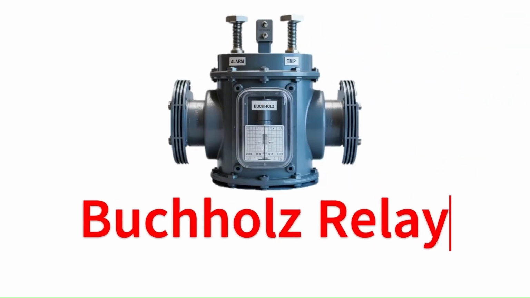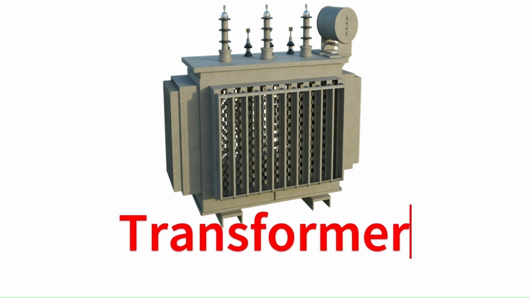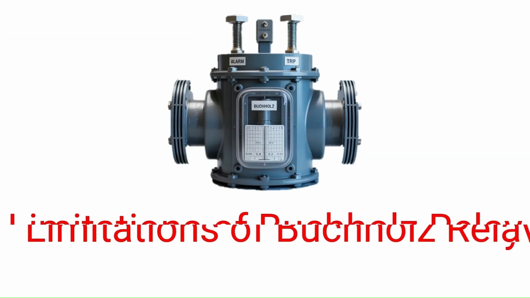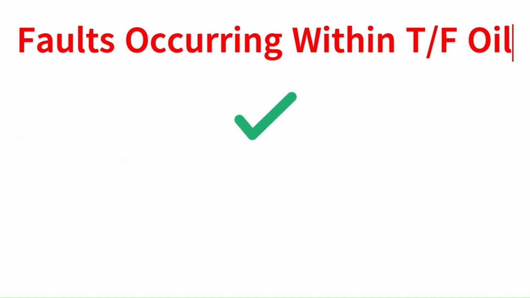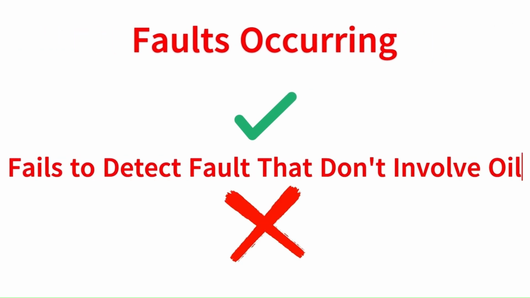Hello friends, in the last video we have seen how Buchholz relay is used for the protection of transformers. But there are certain limitations of Buchholz relay due to which we have to use differential protection for transformers. The Buchholz relay can detect faults occurring within the transformer's insulating oil. It fails to detect faults that do not involve the oil.